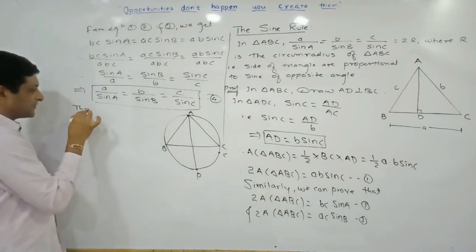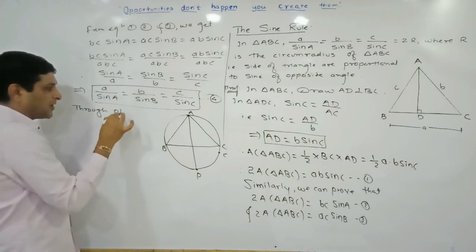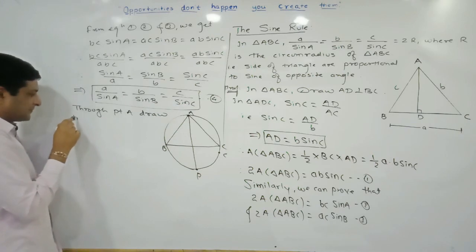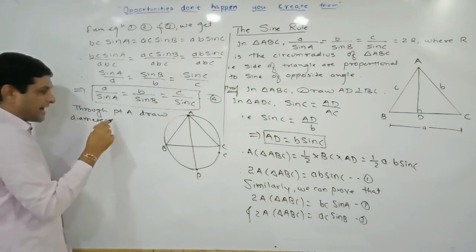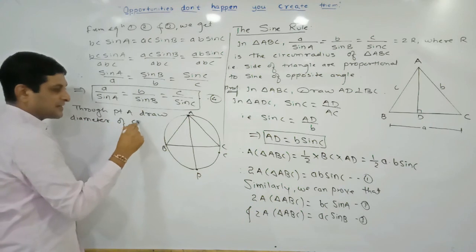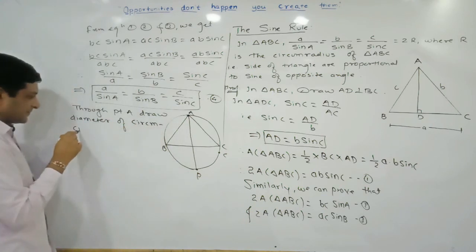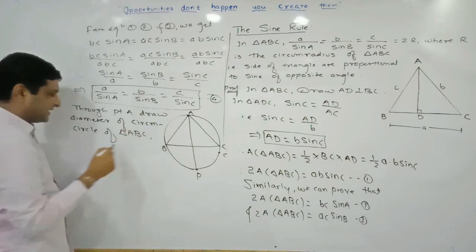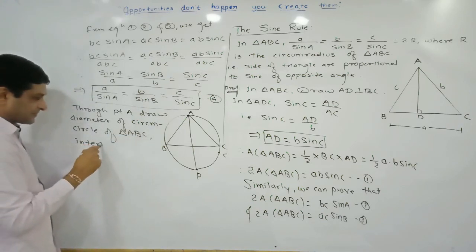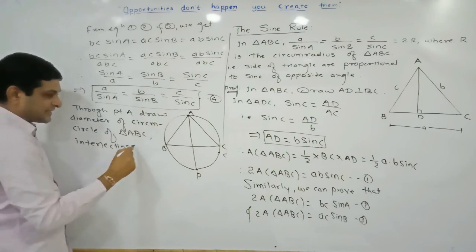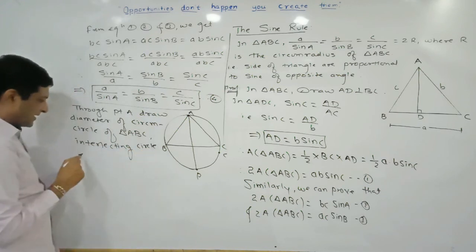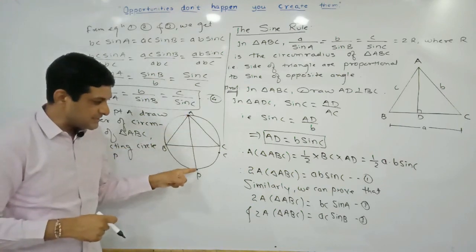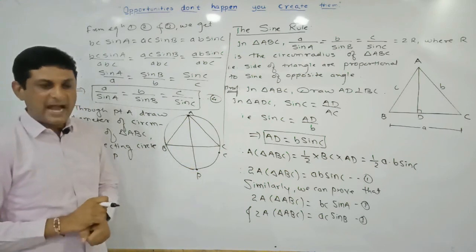So what is our supposition? Through point A, draw the diameter of the circle of triangle ABC, intersecting the circle at point P. Already we have shown that this diameter intersects the circle at point P.